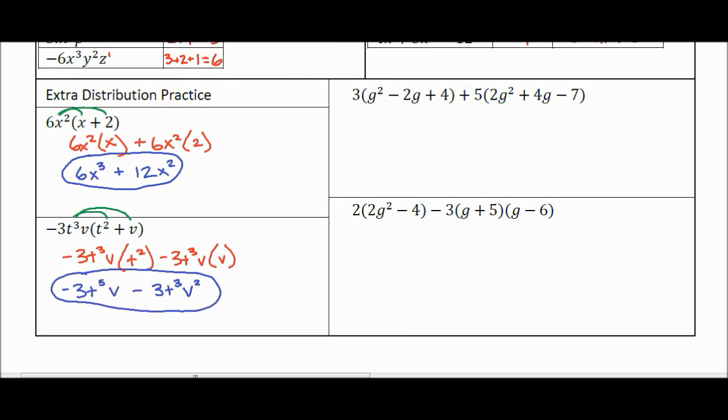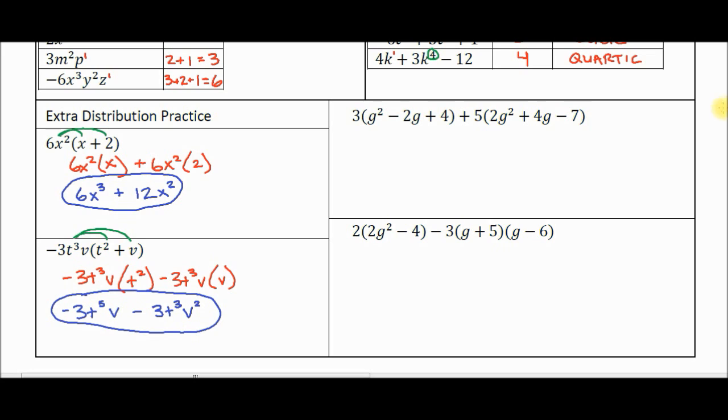We got 2.5 minutes to get these last couple done. All right, what if we're distributing a monomial to a trinomial? Good news is, same procedure. 3 goes to the first term, the second term, and the third term. 5 goes to the first term, second term, and the third term. So we've got 3g squared minus 6g, that's 3 times negative 2g. 3 times 4 is positive 12.